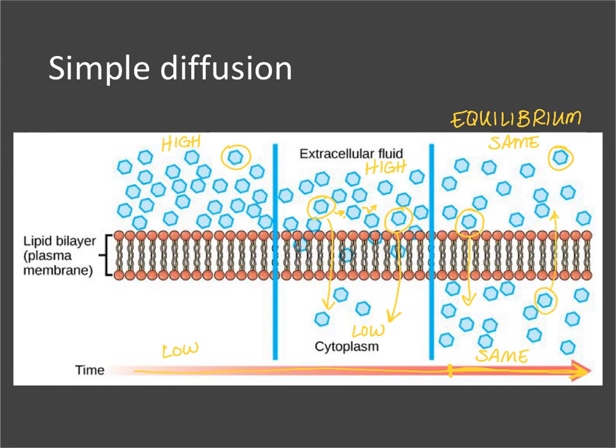So equilibrium is where the concentrations are the same, so there's no longer a concentration gradient. And there's going to be no net movement of substance. So that's that one-for-one exchange in which one molecule might cross the cell membrane, but for each one that goes in one direction, there's going to be a molecule going in the opposite direction.